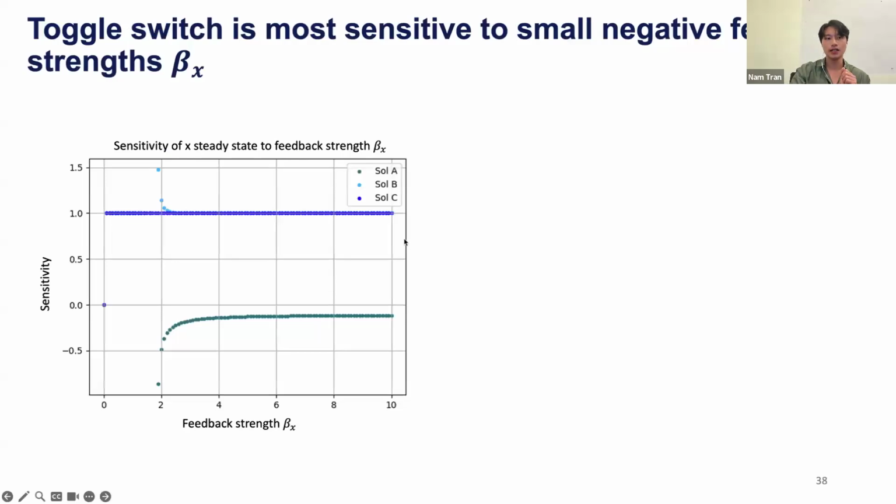So here is the X coordinate. Remember how we had X and Y. So here's the species X. And the sensitivity is on the vertical axis, and the feedback strength is on the horizontal axis. So for small feedback strength, at least one, in this case 2, of the solutions blow up. They're very sensitive. They only plateau when you get to large feedback strengths. So it shows you that the X species is most sensitive to small feedback strength.